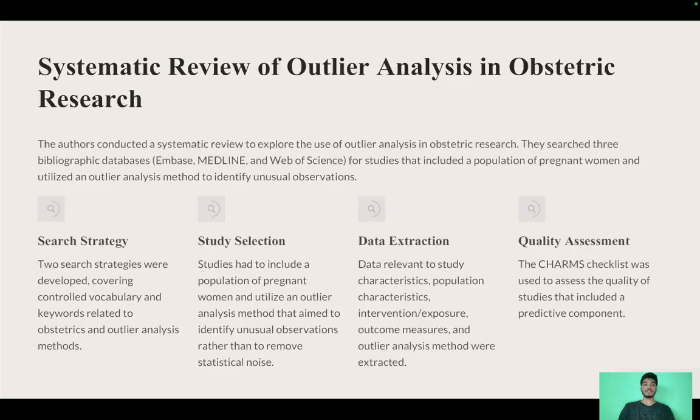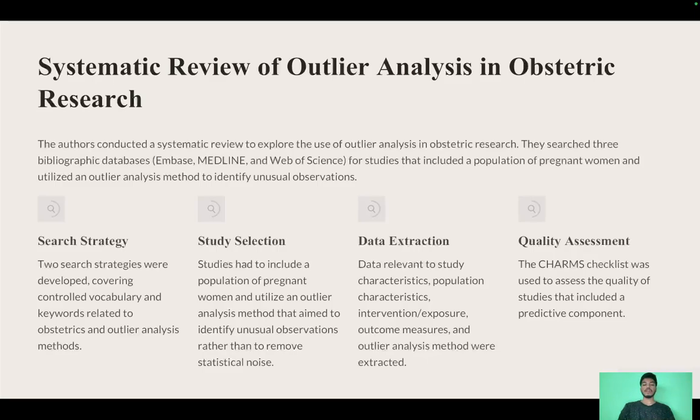These are the four different types of categories which are used in the related model as compared to the traditional model. The authors conducted a systematic review to explore the different uses of outlier analysis in obstetrics research. They searched three bibliographic databases: Embase, Medline, and Web of Science. They included studies with a population of pregnant women that utilized an outlier analysis method to identify unusual observations. Search strategies were developed covering controlled vocabulary and keywords related to obstetrics and outlier analysis methods.